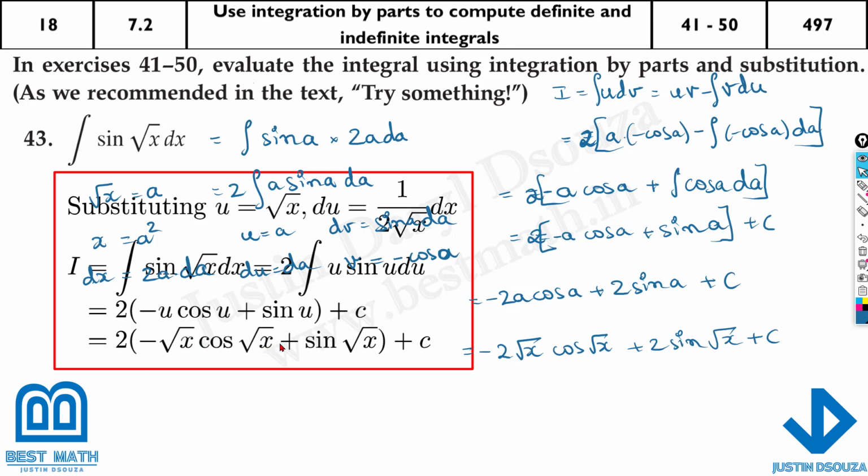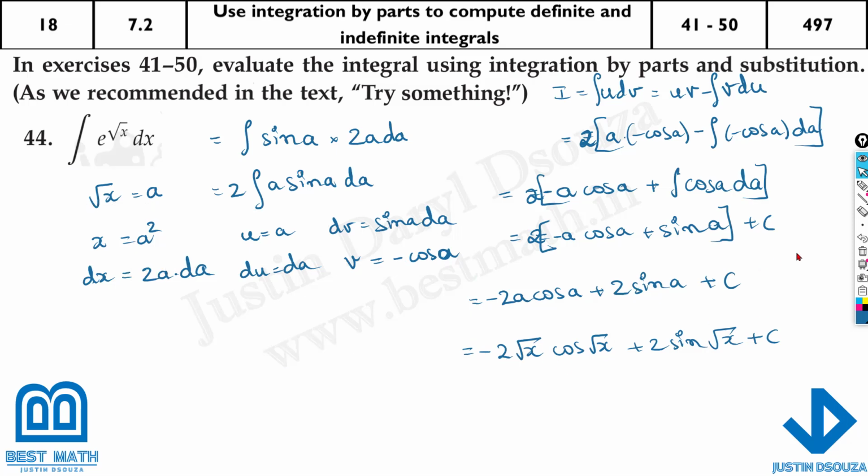You can see here they have written 2 outside itself. That's also absolutely fine. Just like this, they have substituted back over here. However you write, you're right. It's a writing exam. However you write, whichever form, it's fine.